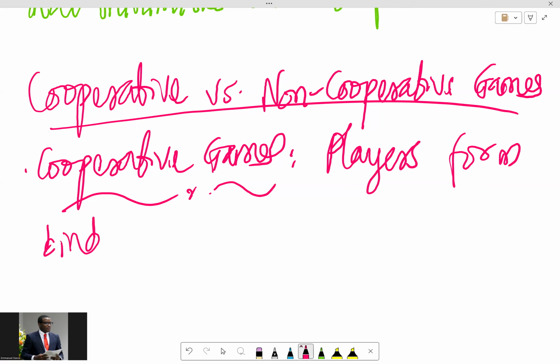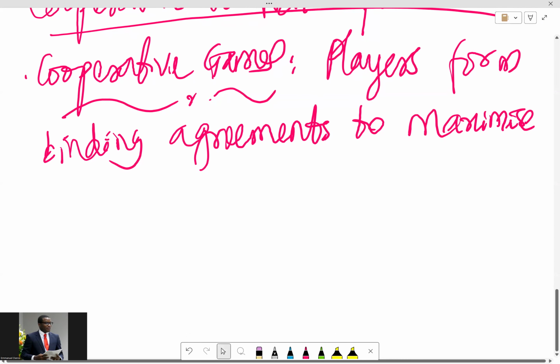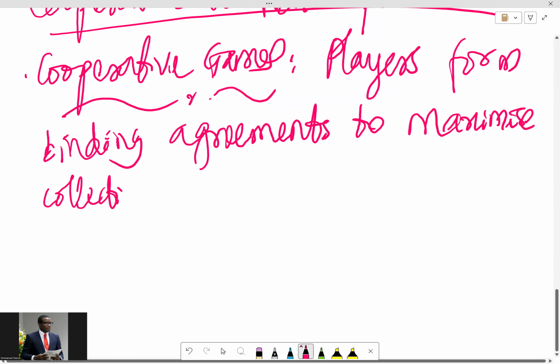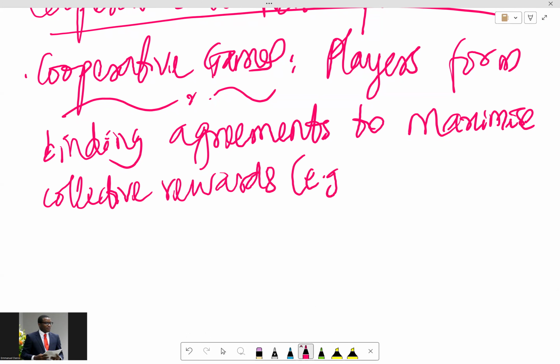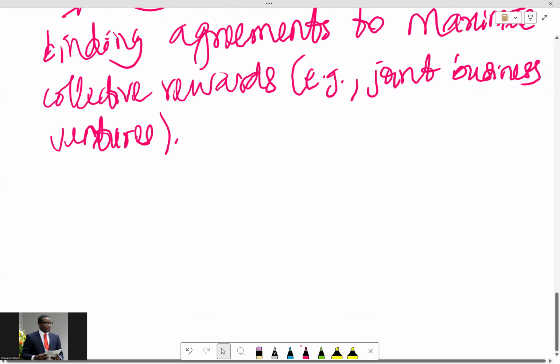binding agreements to maximize collective rewards, for example, a joint business venture. So you have joint business ventures as good examples of cooperative games. And I've also given the example of cooperatives in some settings.